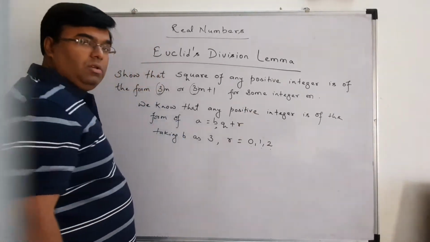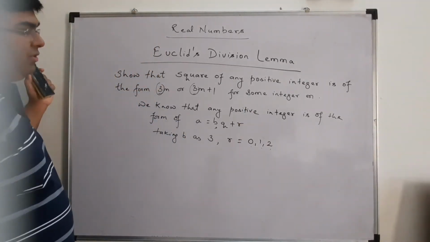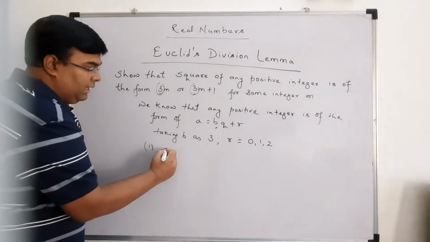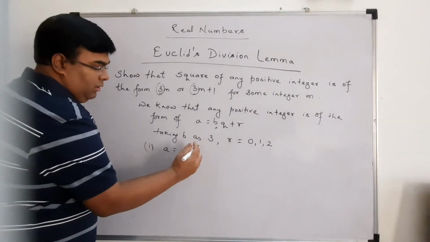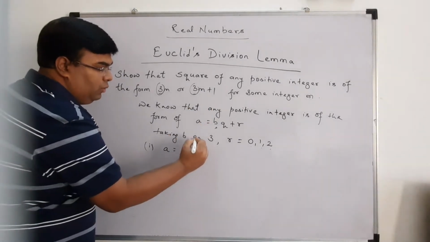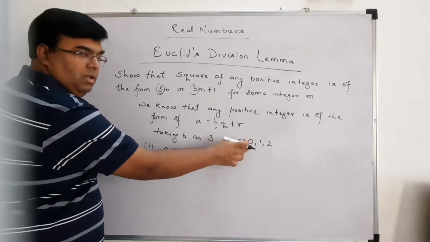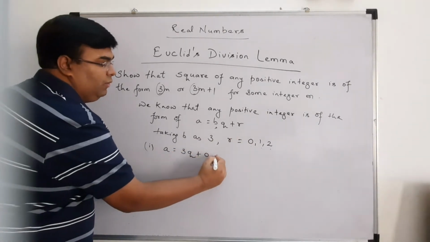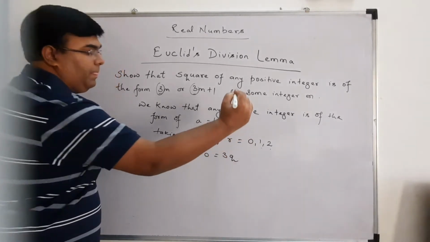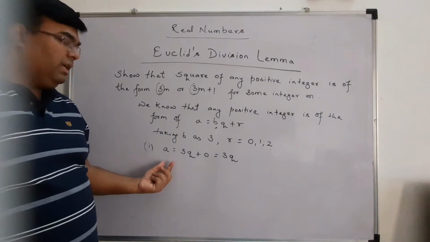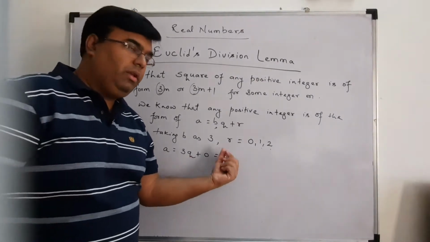So my first case will be what? First case will be that a is equal to bq, where b is 3, so 3q plus r. r is 0, so we take 3q plus 0, which is 3q. So first case, my number a is equal to 3q.